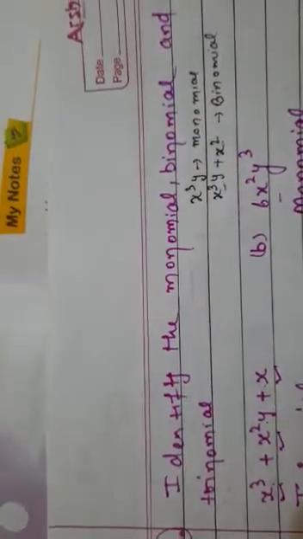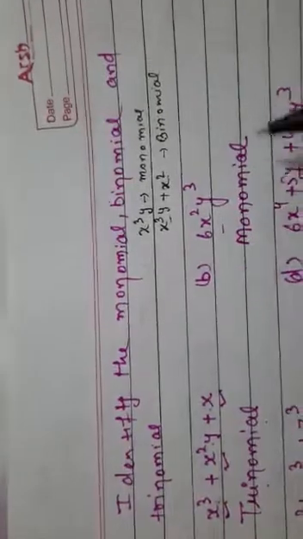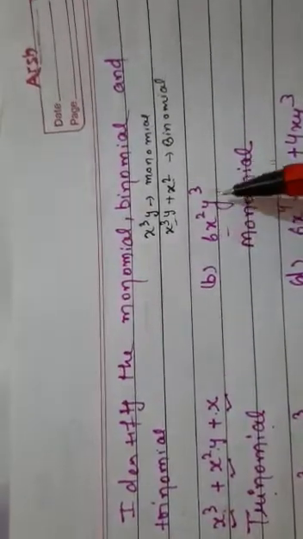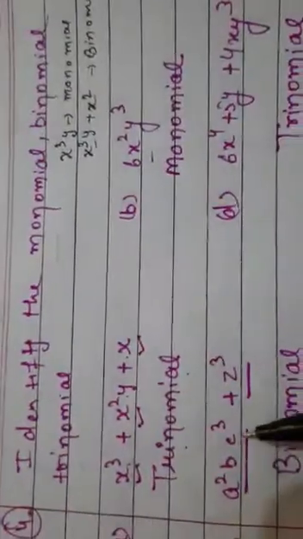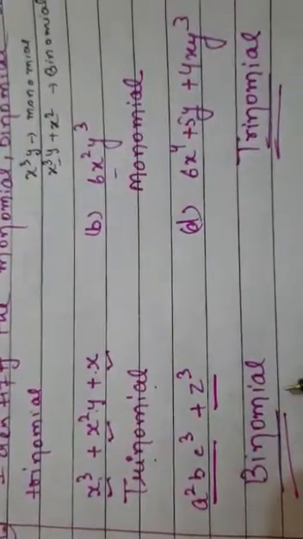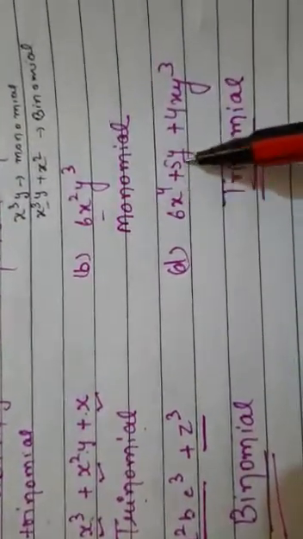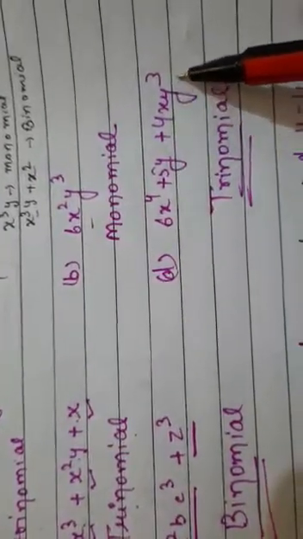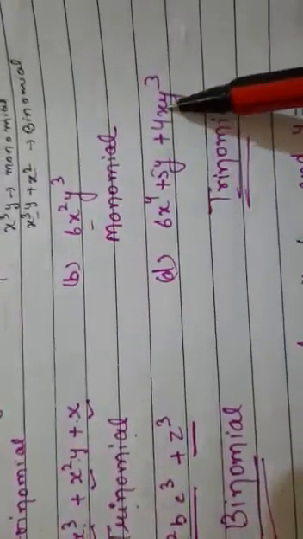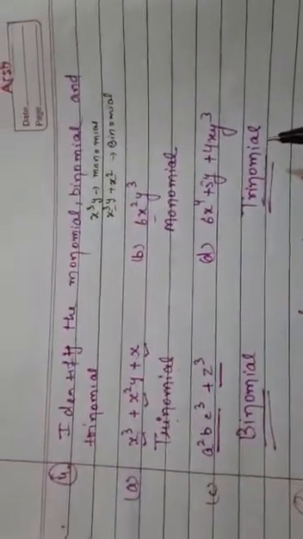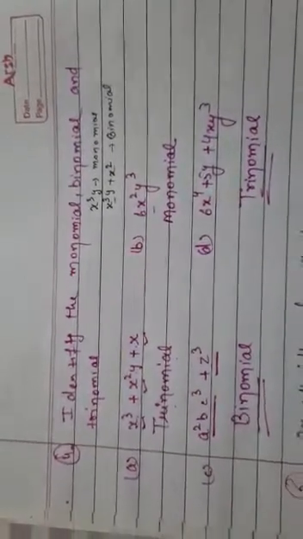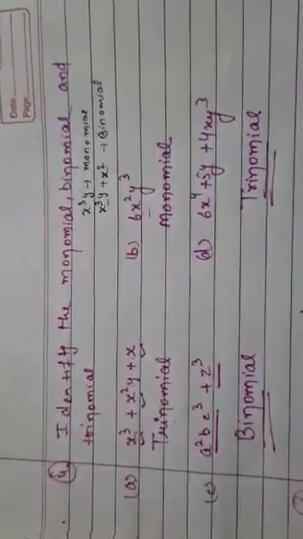Now see here, 1, 2, 3 terms are there, so here it is a trinomial. Here only 6x square y cube, 1 term is there, it is a monomial. This is a square b c cube plus z cube, it is a binomial. 6x4 plus 5y plus 4x cube, 1, 2, 3 terms came, so it is a trinomial. Clear to all? So like this way you have to do this part. Only one part is left of this exercise, that will come in the next video.